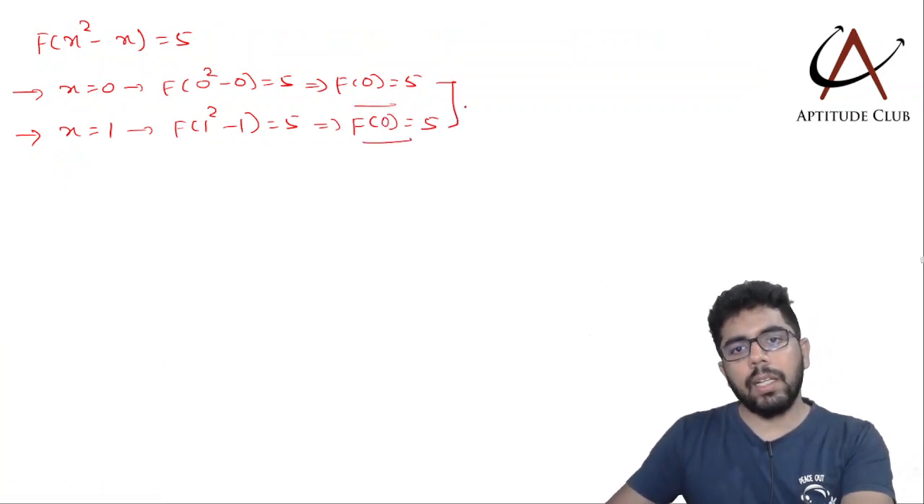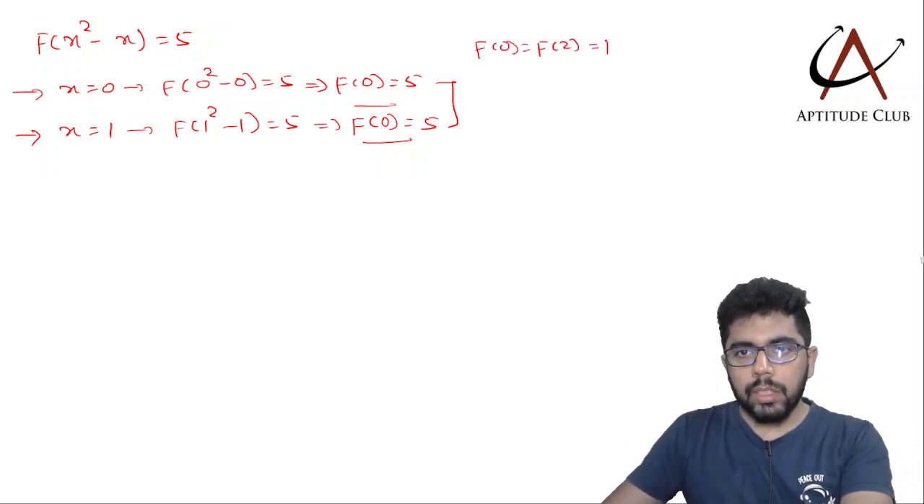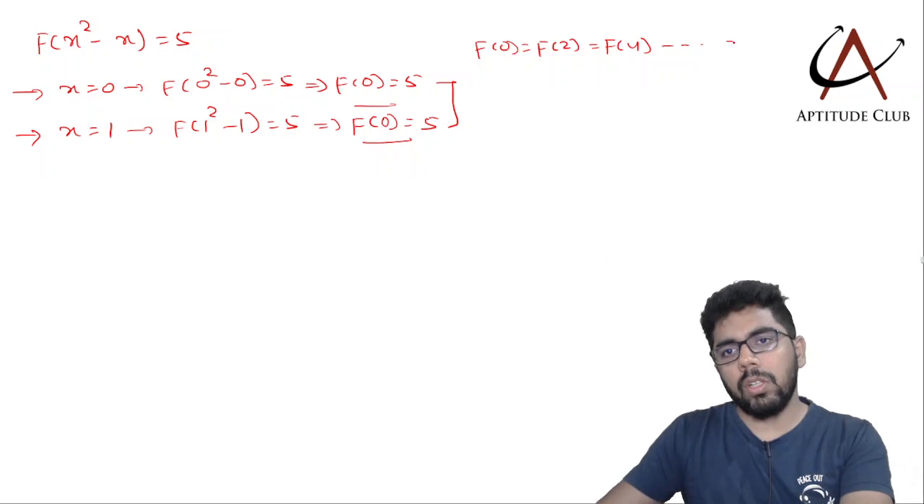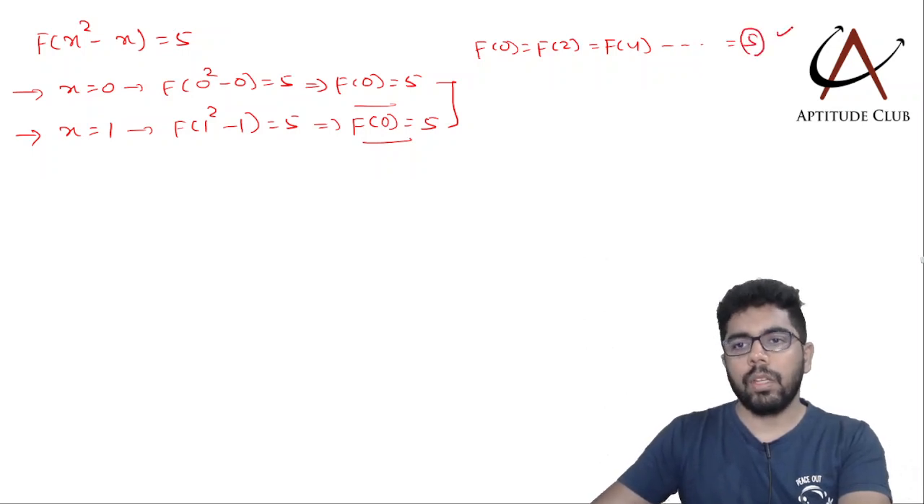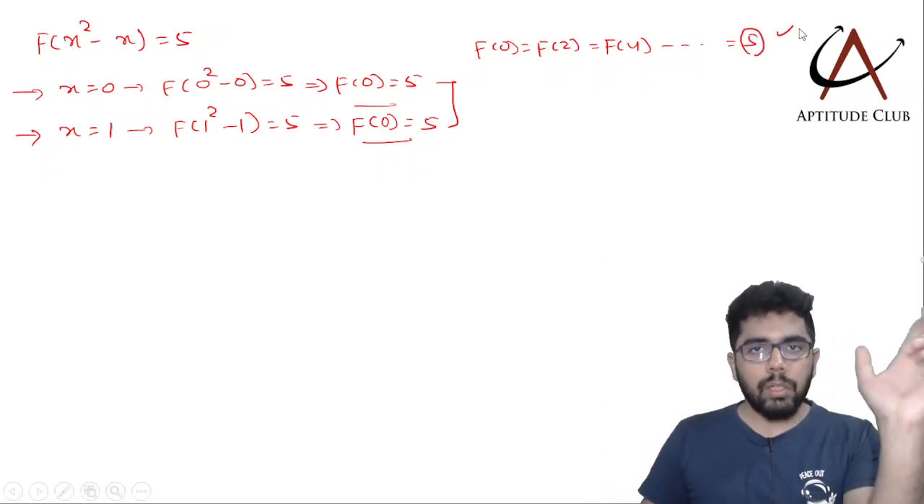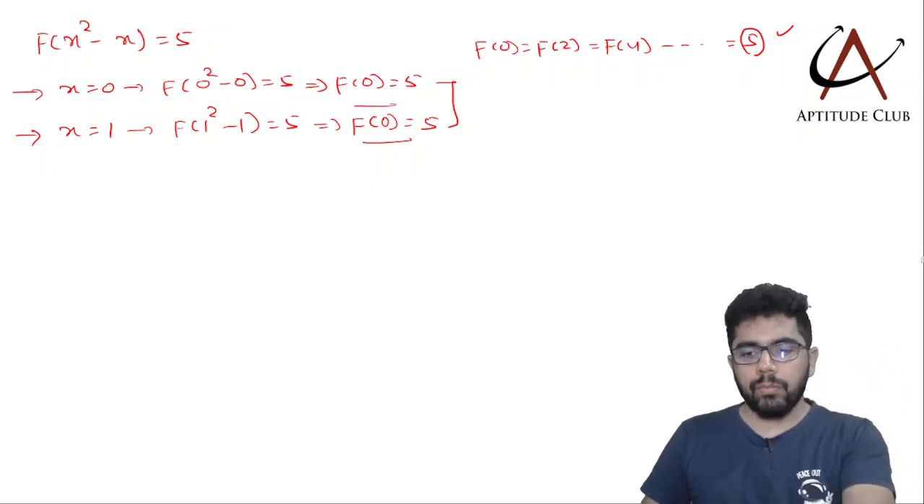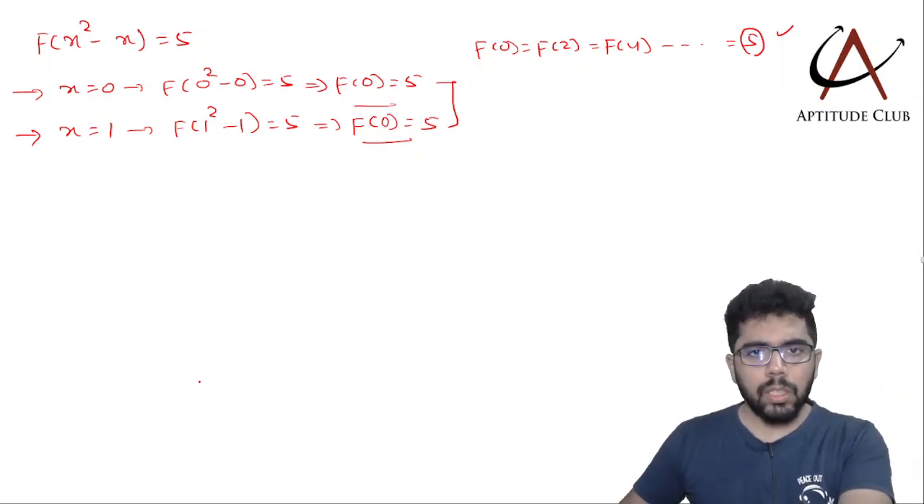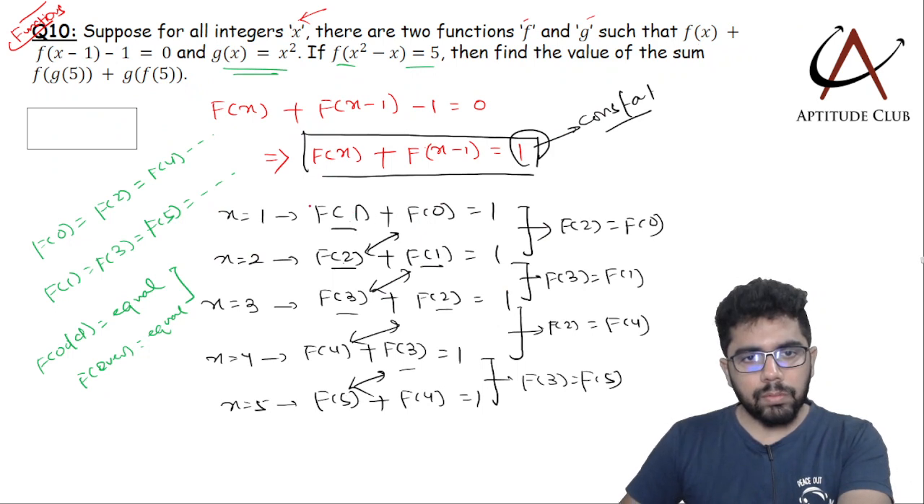F of 0 I got as 5, that means f of 0 is equal to f of 2 is equal to f of 4 and so on. All these values are 5. All I need now is the even value. So even value we can just substitute here. Suppose I'll go with this equation.